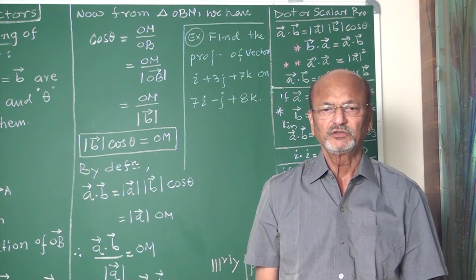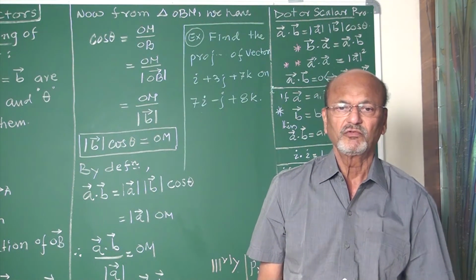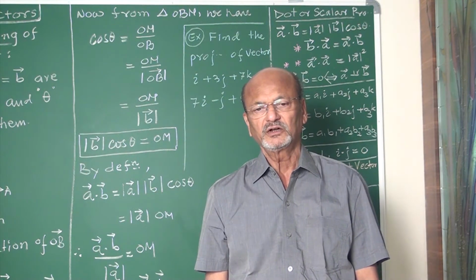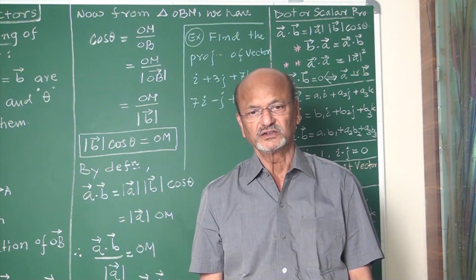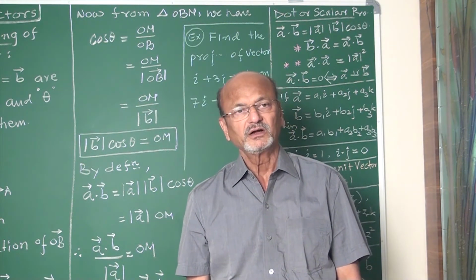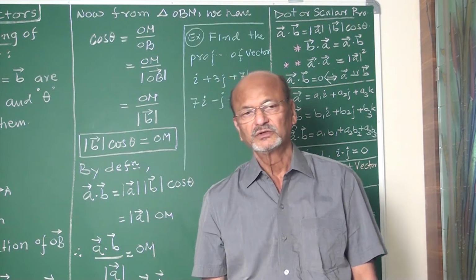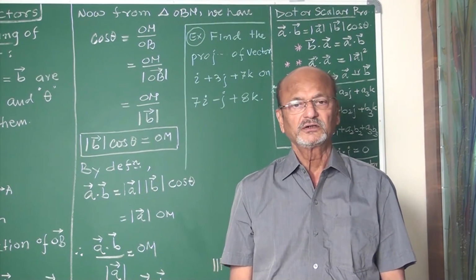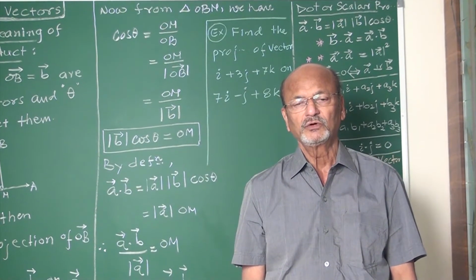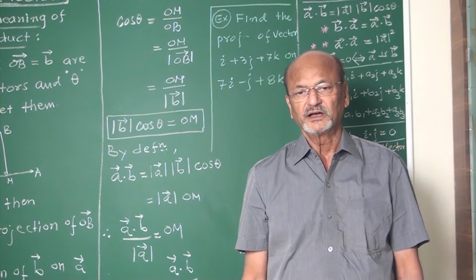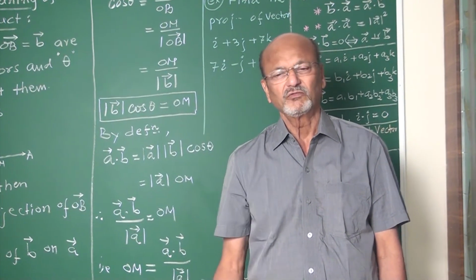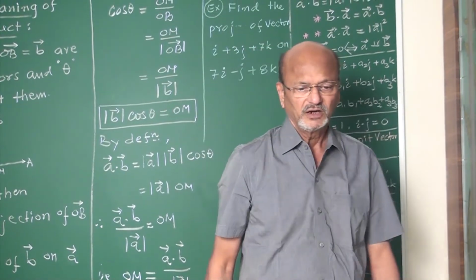Friends, we have started with vectors. We have done so many things in vectors. Presently we are doing the scalar or dot product of two vectors. We have done the related properties of the dot product, and examples connected with the definition and properties of the dot product. Yes, my friends, as a reminder, just once again, I will go quick.